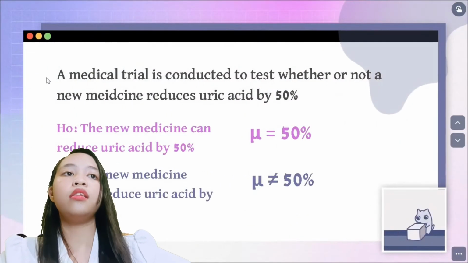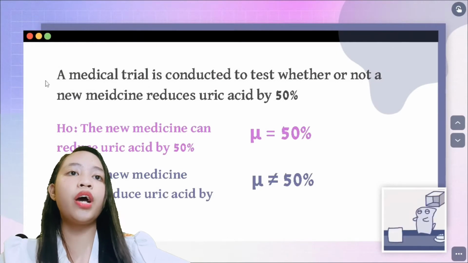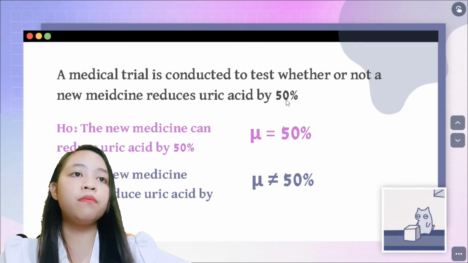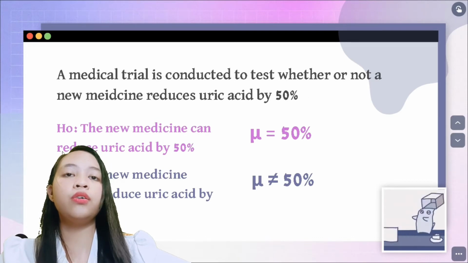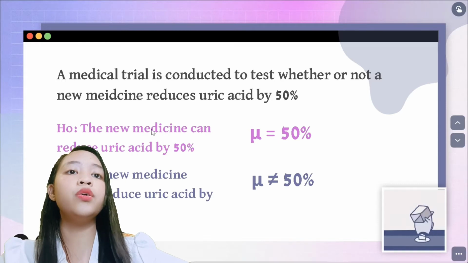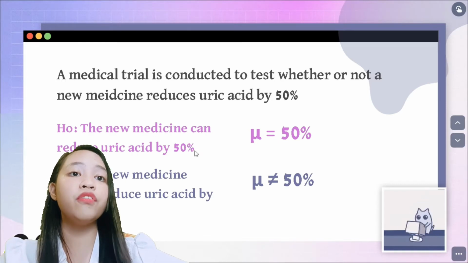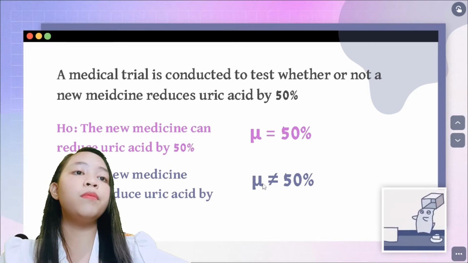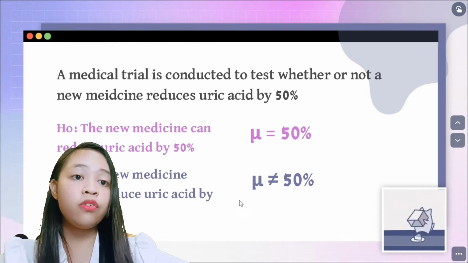Okay, last example. A medical trial is conducted to test whether or not a new medicine reduces uric acid by 50%. So the null hypothesis is the new medicine can reduce uric acid by 50%, so the population mean is equal to 50%. While the alternative hypothesis: the new medicine cannot reduce uric acid by 50%. So the population mean is not equal to 50%.